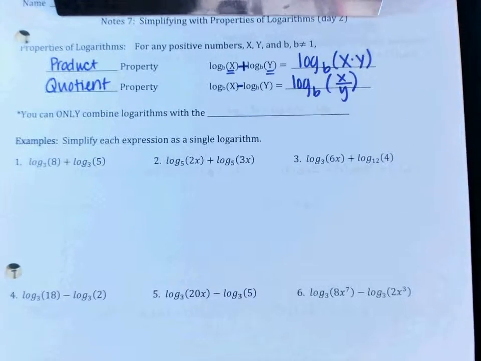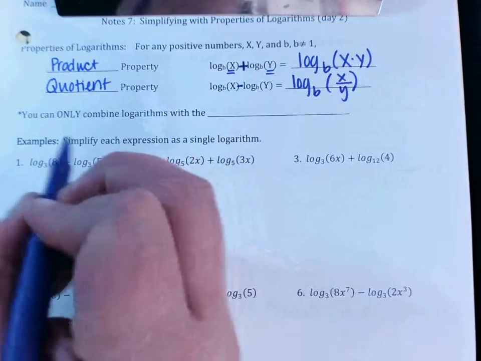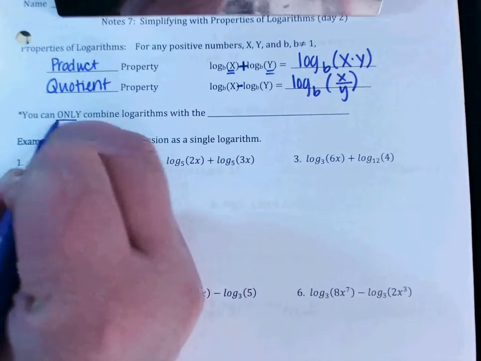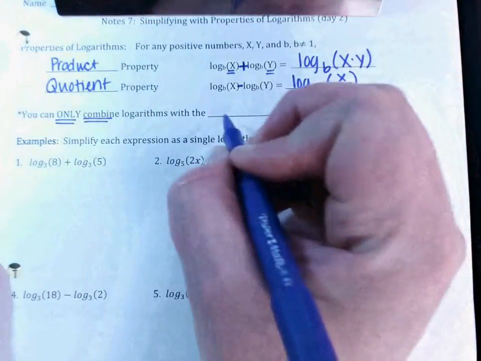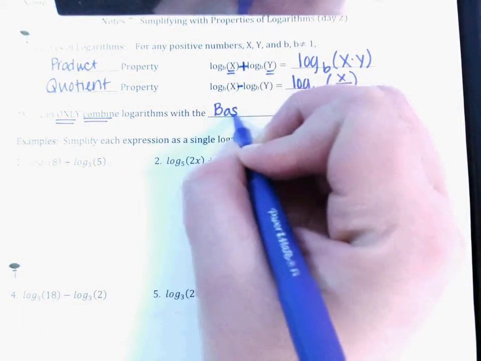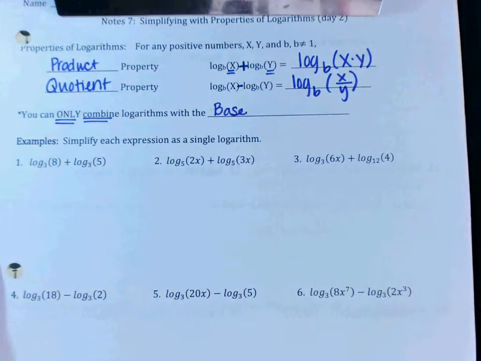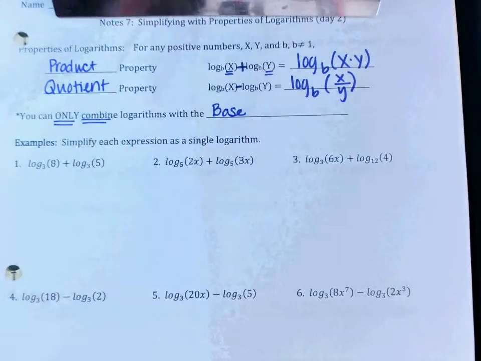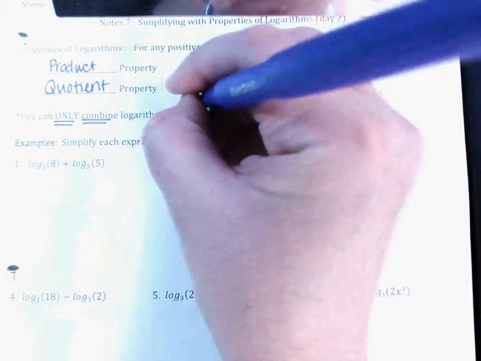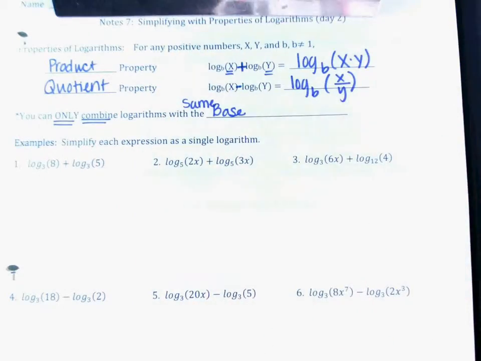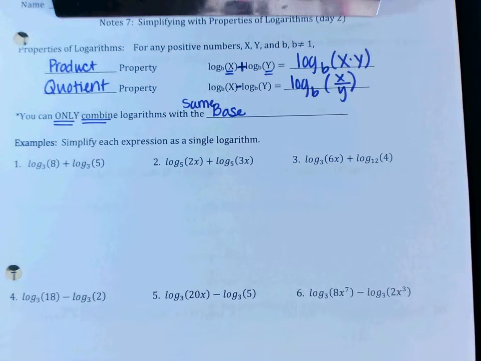Okay, then also remember here, we didn't have to worry about this yesterday, but you can only combine logs that have the same base. So for example, if it's a base 3 and a base 5, you can't put those together. They have to have the same base. Okay? With the same base, yes, thank you. I was wondering why that blank was so big. Okay, they have to have the same base.